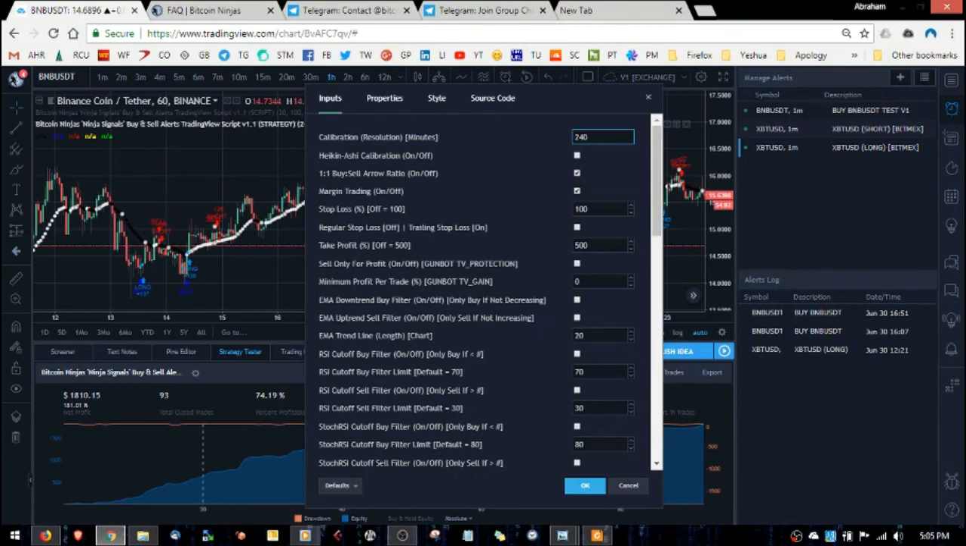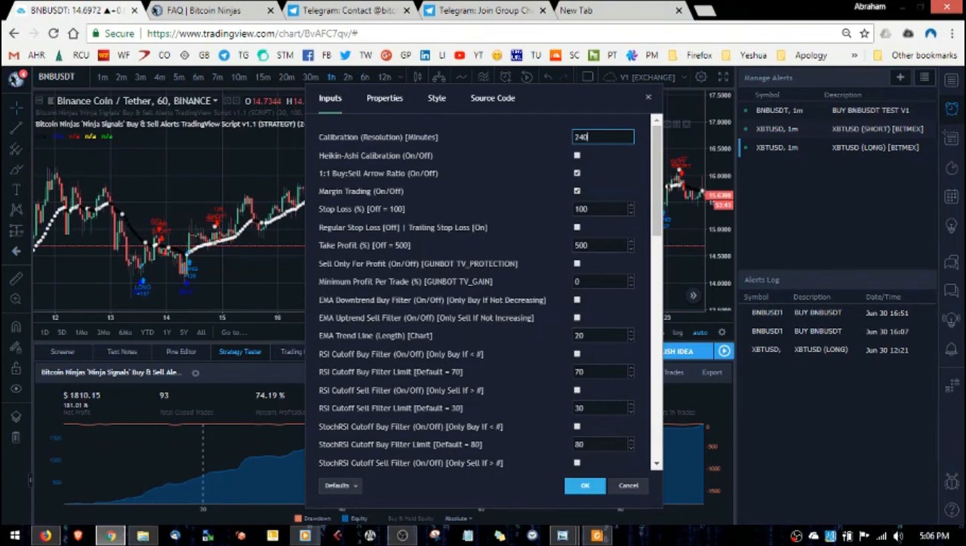Now just to recap briefly, the first major approach to calibrating the script involves looking for a profitable combination of calibration setting and candle size, and then moving on secondarily to applying various filters and indicators, as well as adjusting your stop loss and take profit levels to ultimately maximize the results you see in the backtesting strategy.